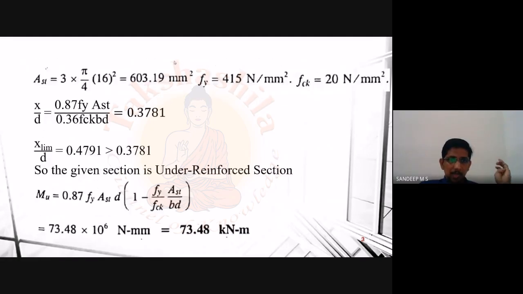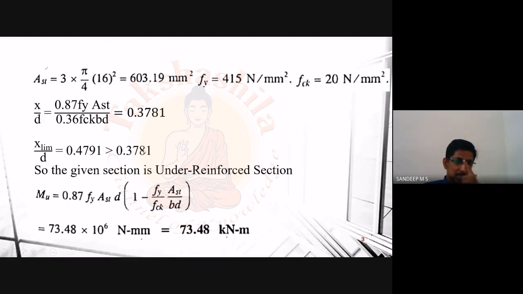As the first step, I have just written AST. I have calculated AST and I observe it to be 603.19 mm square. Then I have my Fy value, that is 415 Newton per mm square. Then I have FCK, which is 20 Newton per mm square. These are the main data given. Then I have B as well as D given in the question.